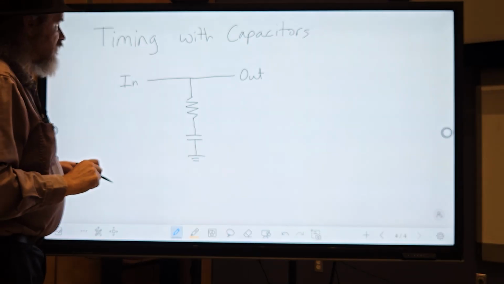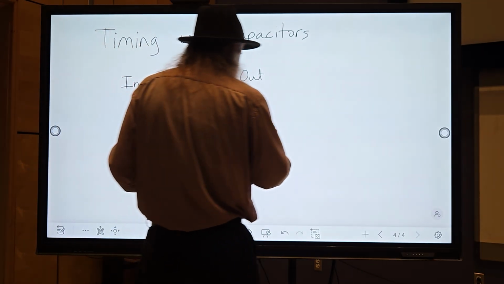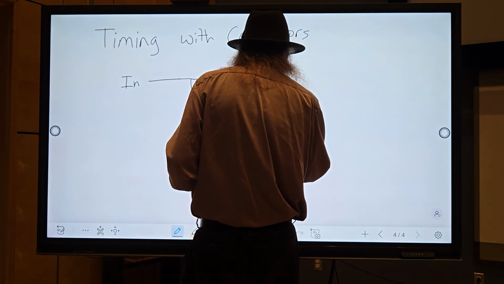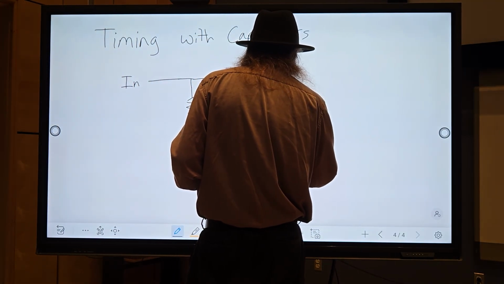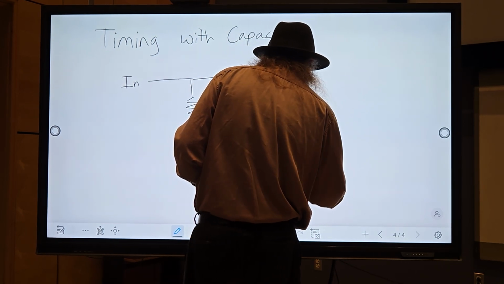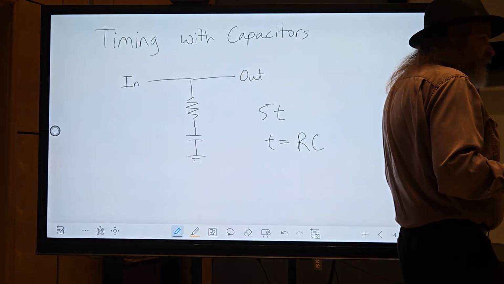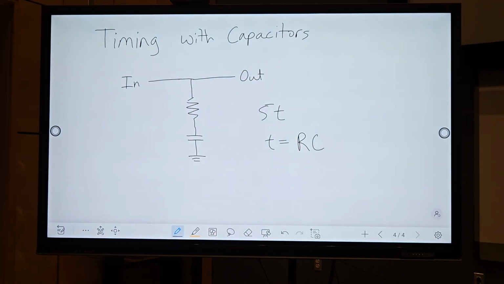The time it takes to charge a capacitor is 5t. T equals RC. The resistance of the resistor times the capacitance of the capacitor will determine how fast the capacitor charges. Yes?